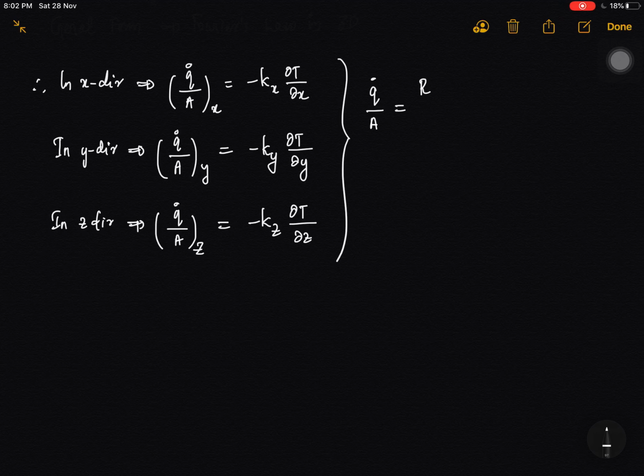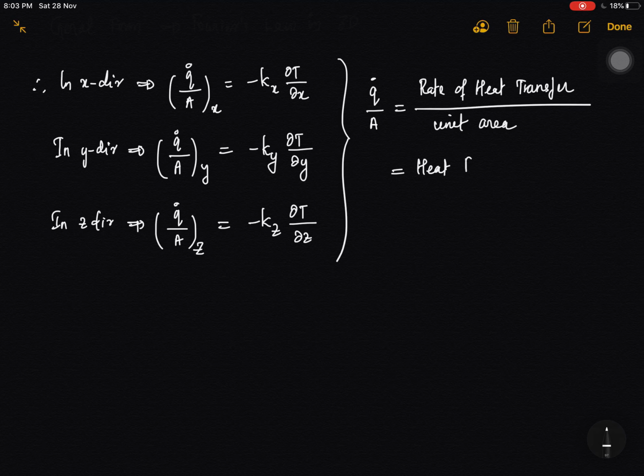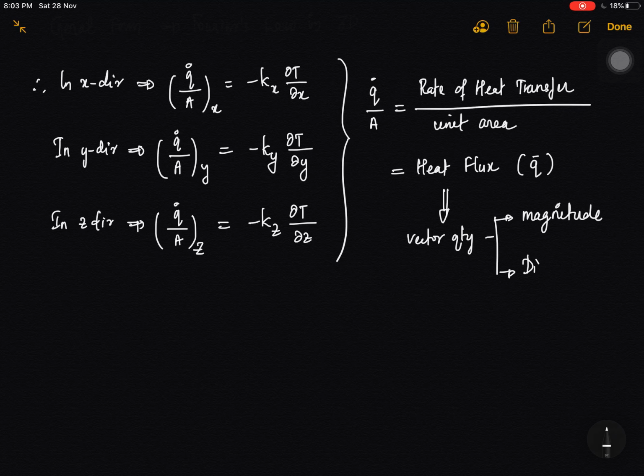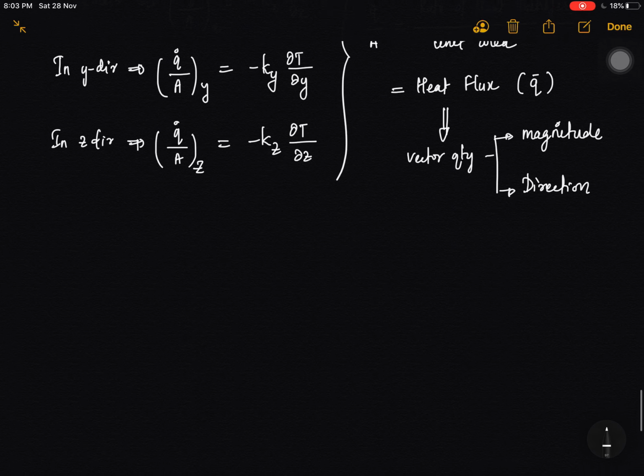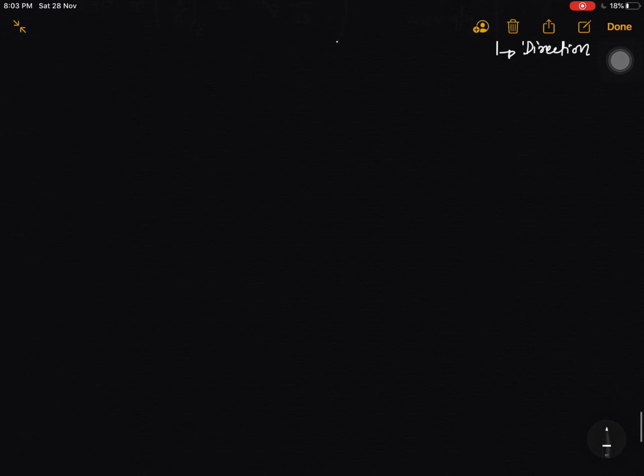So in all these three equations, we can see a common factor which is q dot by A, and this is the ratio of rate of heat transfer to unit area, and this term is called the heat flux, which is denoted as q bar, and this heat flux is a vector quantity. Please know that this vector quantity is something that is having both magnitude and direction.